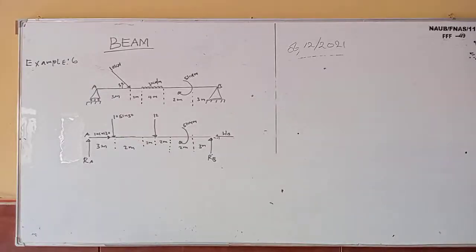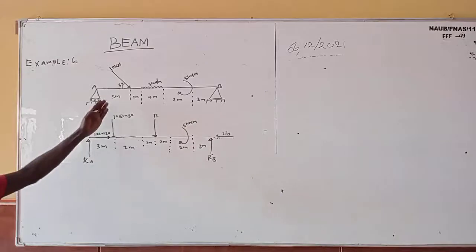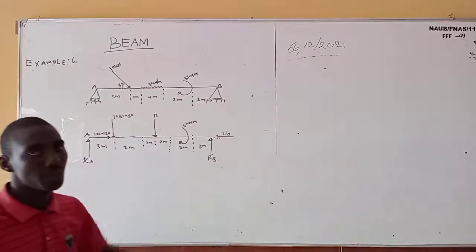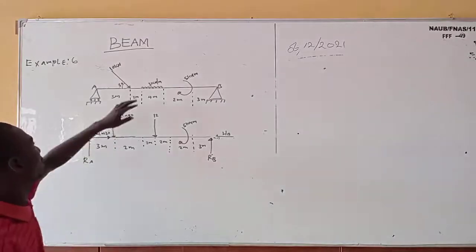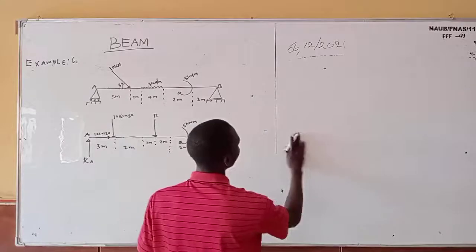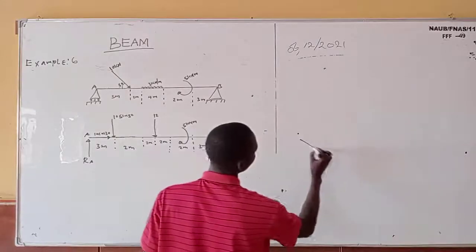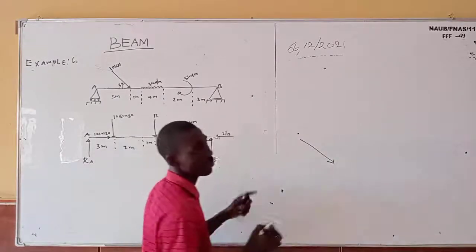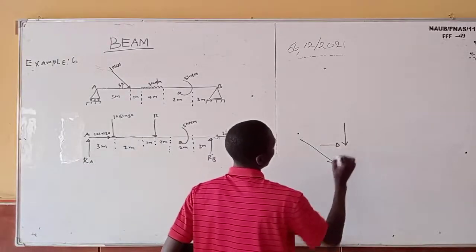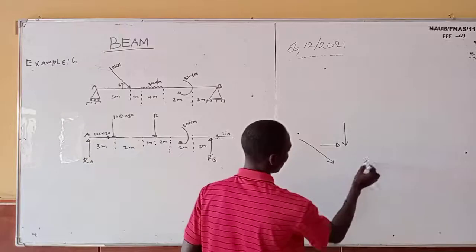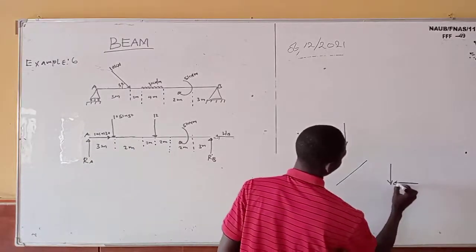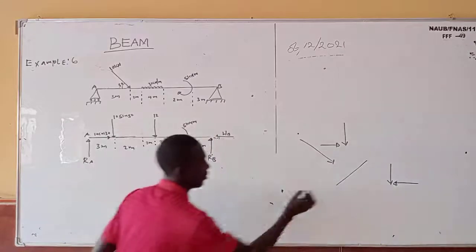Okay, we are now on example number 6. You can see this is the question, and I've already drawn the free body diagram. Let me explain this. This is inclined. Please take note, when your inclination angle is like this, when you are going to resolve, you resolve in this form, vertical and horizontal. But when it is in this form, you resolve like this. Please take note of that.